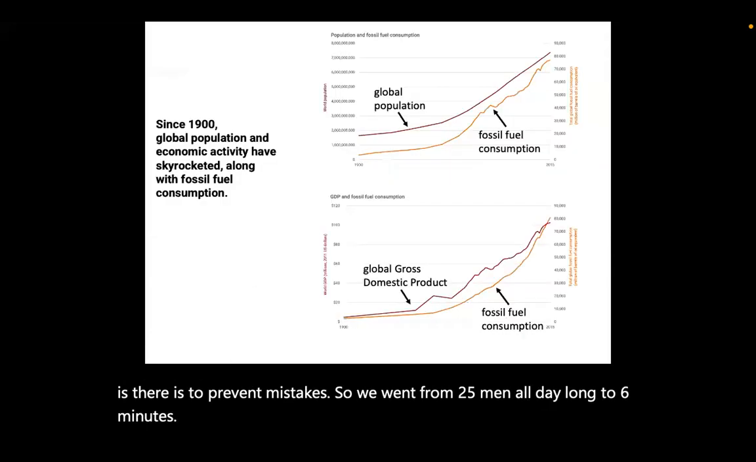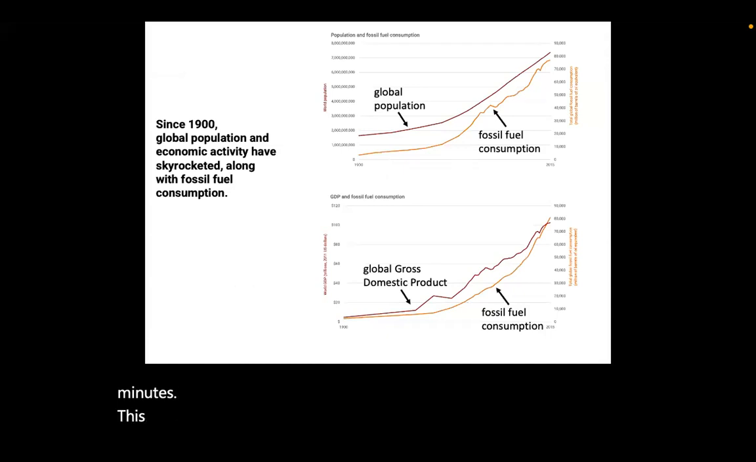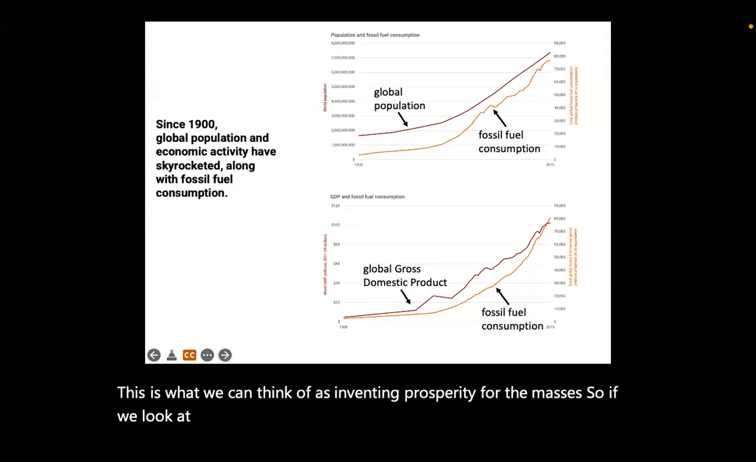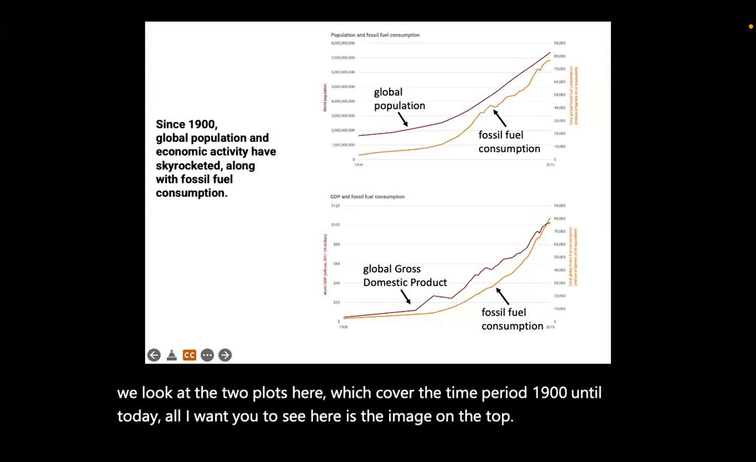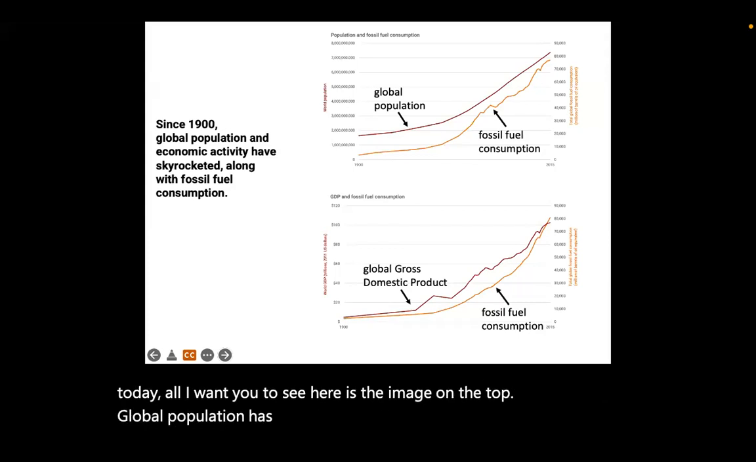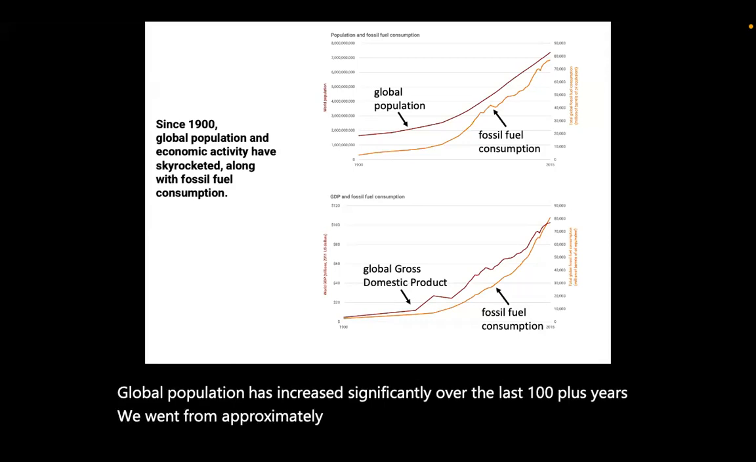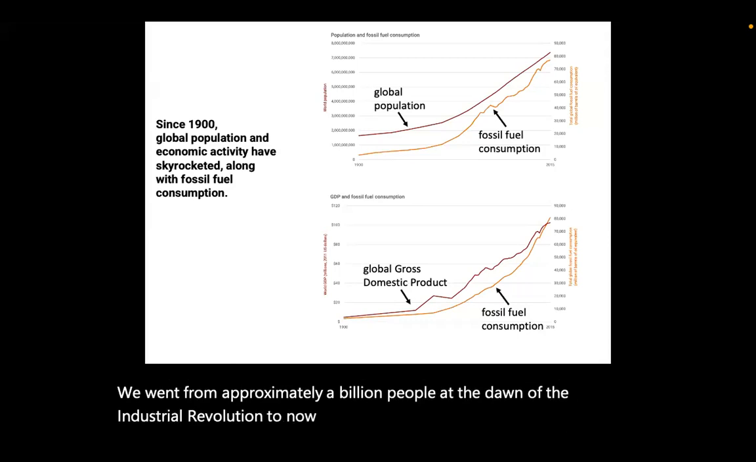Now, this is what we can think of as inventing prosperity for the masses. So if we look at the two plots here, which cover the time period 1900 until today, all I want you to see here is the image on the top. Global population has increased significantly over the last 100 plus years. We went from approximately a billion people at the dawn of the Industrial Revolution to now pushing 8 billion people on planet Earth.